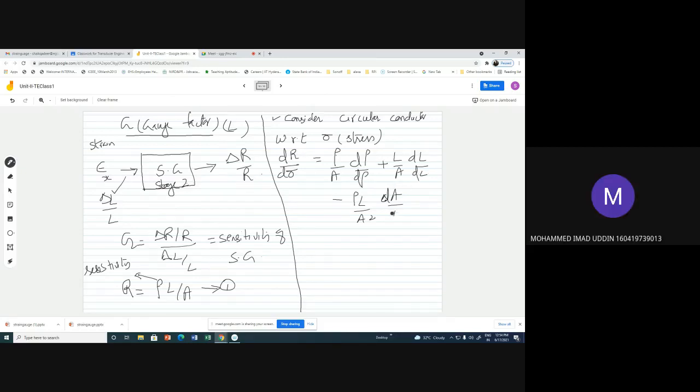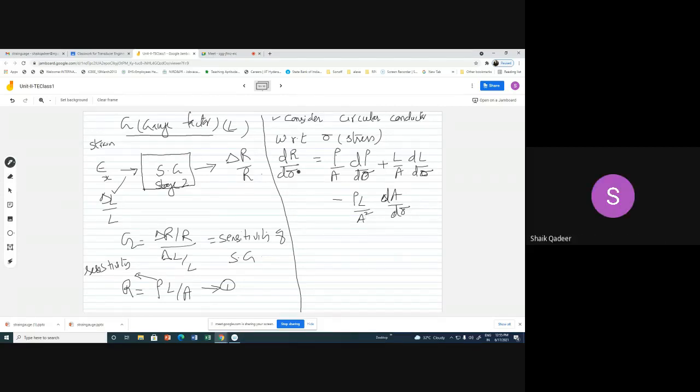Sir, this should be sigma. Okay. Is it clear? Yes, sir. Hope this equation is clear to everybody? Yes, sir. Understood, sir.